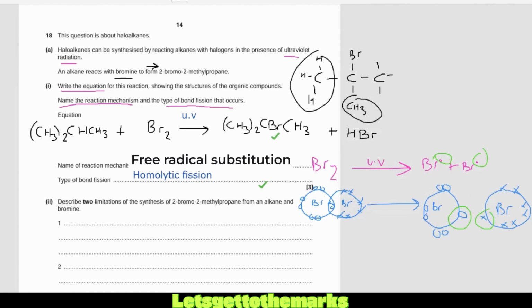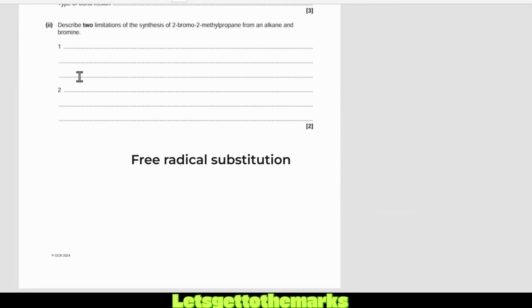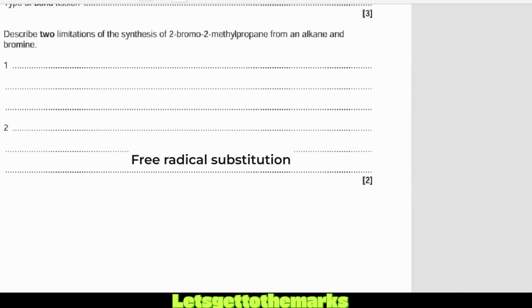That's homolytic fission. Now, the opposite of that would be heterolytic fission, which is where you'd have both go to 1 and it would be negative and the other would be positive. All right, let's move on.